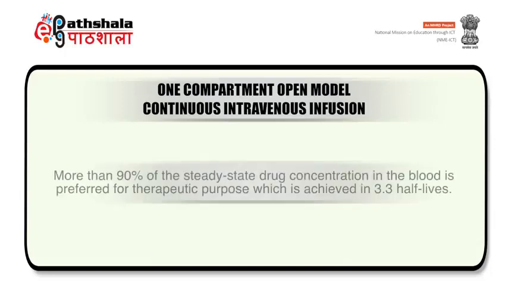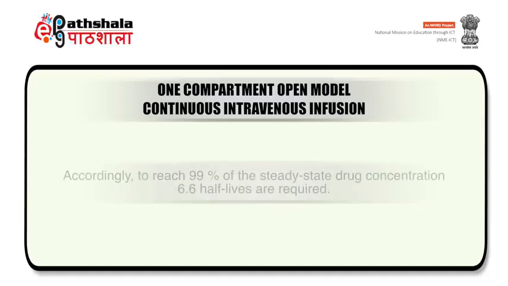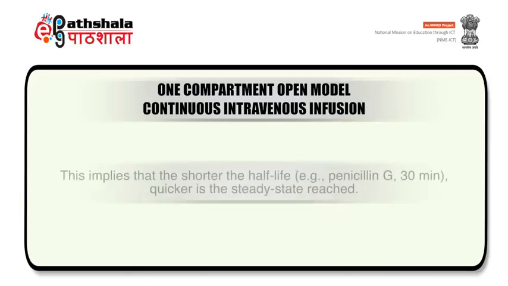More than 90% of the steady state drug concentration in the blood is preferred for therapeutic purpose, which is achieved in 3.3 half-lives. Accordingly, to reach 99% of the steady state drug concentration, 6.6 half-lives are required. This implies that the shorter the half-life, for example, drugs like penicillin G, which has a half-life of 30 minutes, quicker is the steady state concentration.